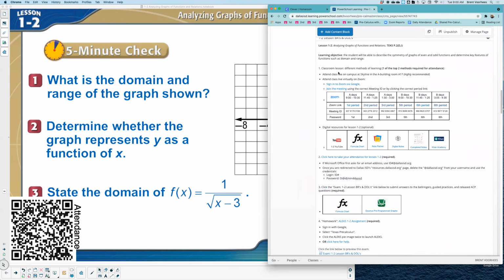Again, if you're here in person, which I hope you are, I'm recording this, so thank you for being here. That is what I recommend. But if you can't be here for any reason, obviously join the Zoom. There's a link as well for 1-2.